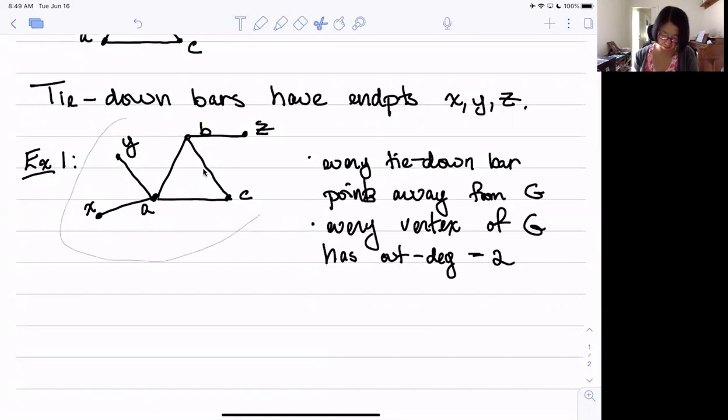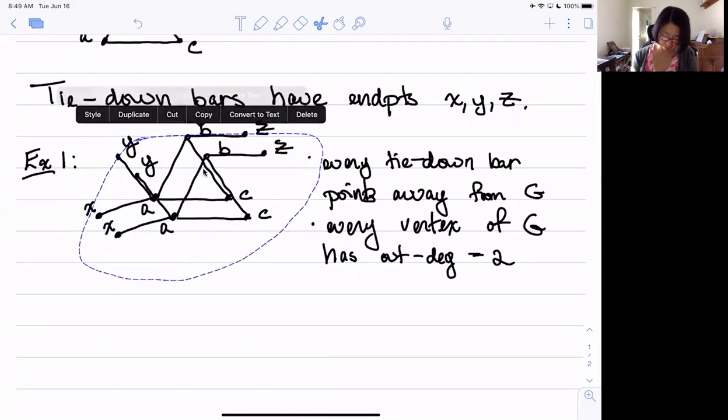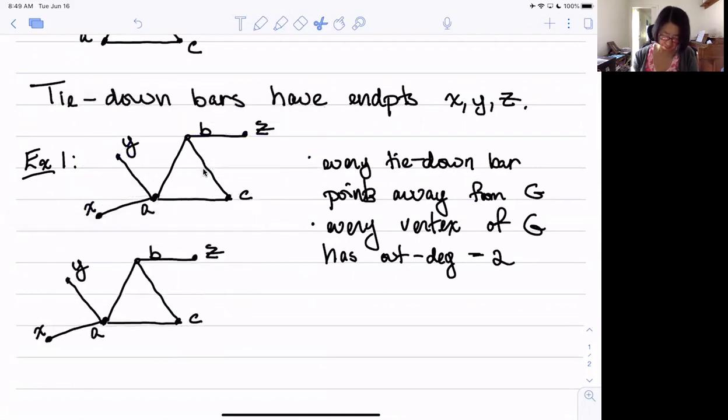So I'm going to copy this and orient a duplicate copy of it. I'm going to change my pen color to red and follow these rules. First I'm going to orient all the tie down bars away from the original graph. So I get that orientation. And now I have to make sure that every vertex in my original graph has out degree 2. When I look at A, I see it already has out degree 2 because it had 2 tie down bars.